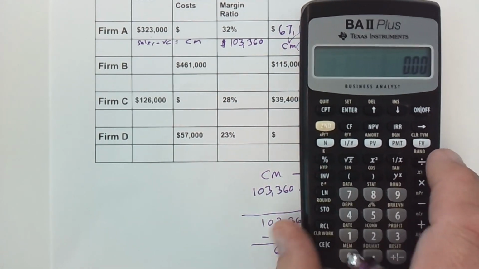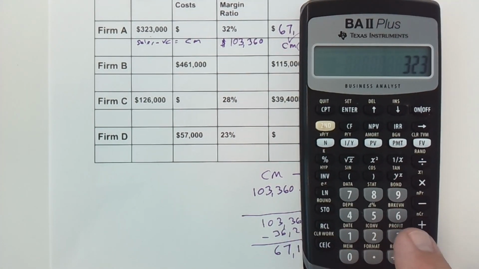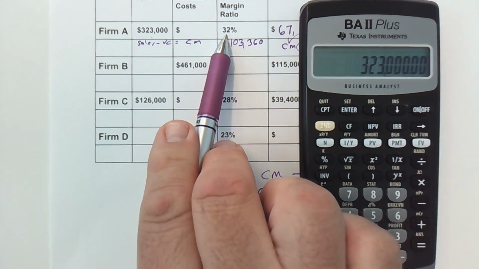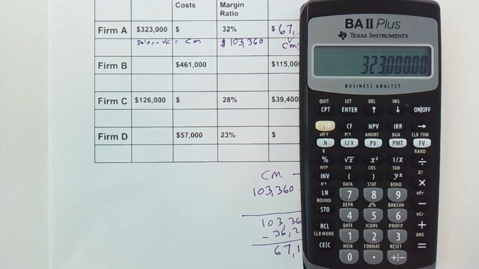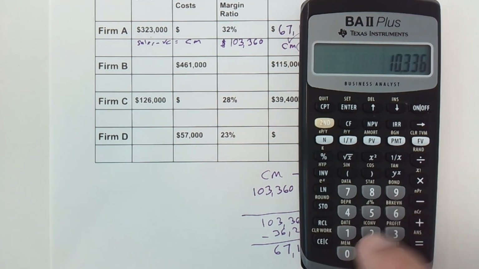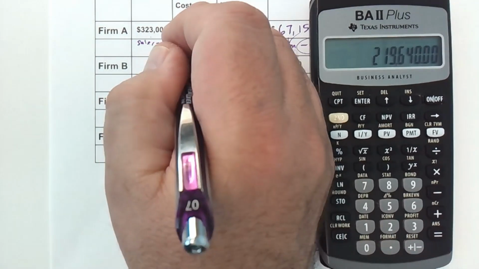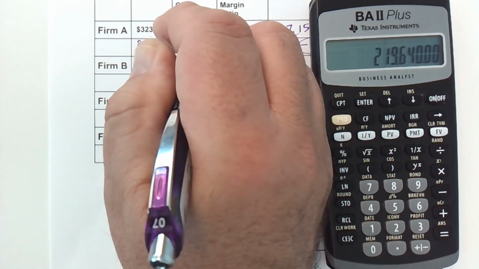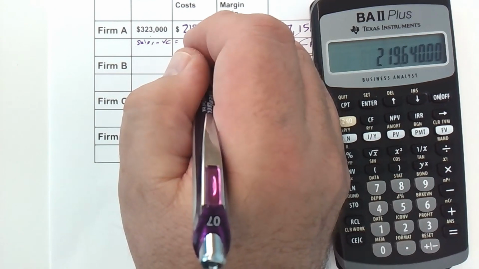Let me clear this out. Our sales are 323,000. And I subtract out the contribution margin that I used the contribution margin ratio to figure out. I subtract out the 103,360, and that gives me variable costs of 219,640.